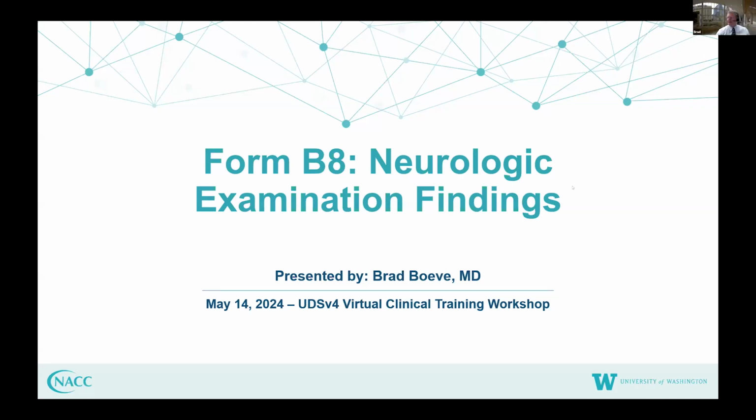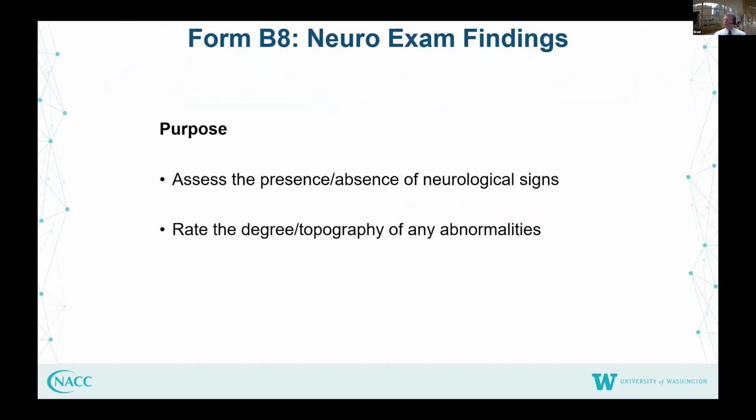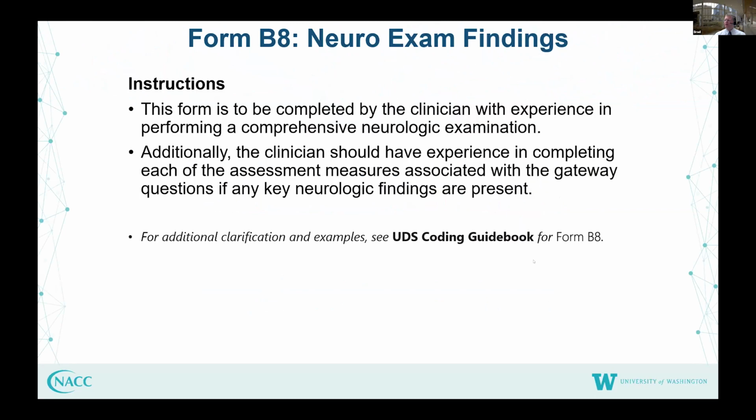So B8 is not a whole lot different from the current version in UDS3, but it was expanded a bit to be a little bit more inclusive. So the purpose of this form is to assess the presence versus absence of neurologic signs and rate the degree or the topography, meaning is it unilateral or bilateral, of any of the clinical findings.